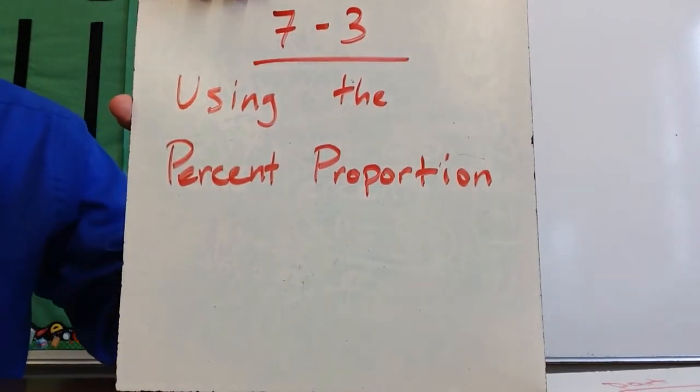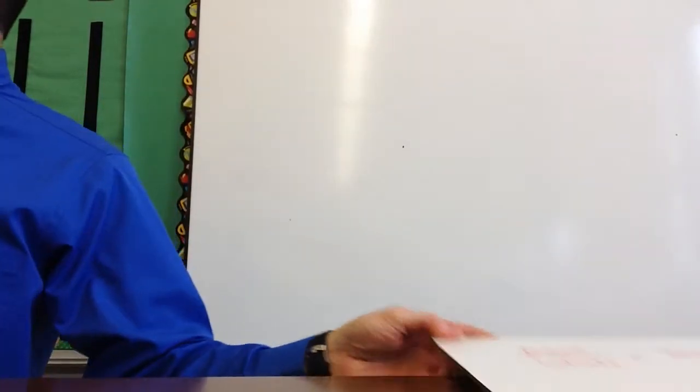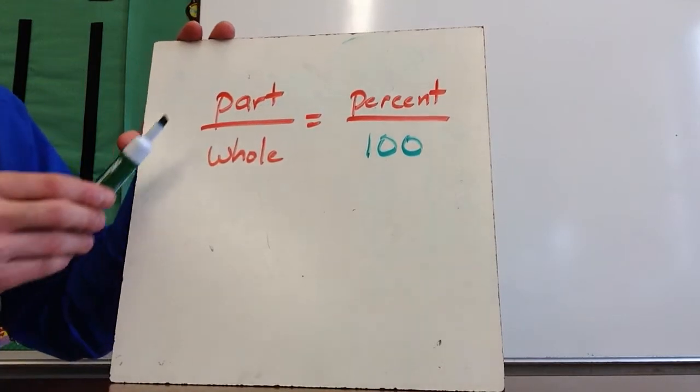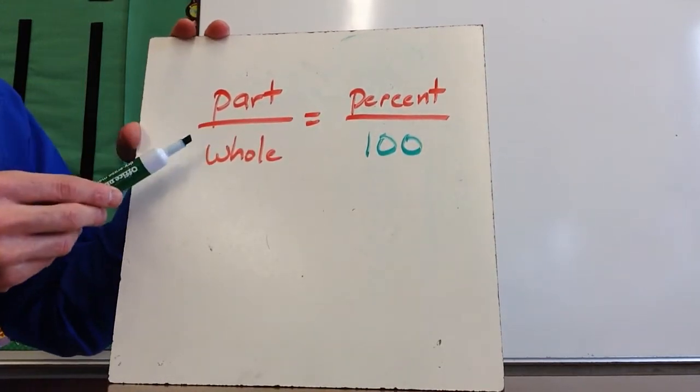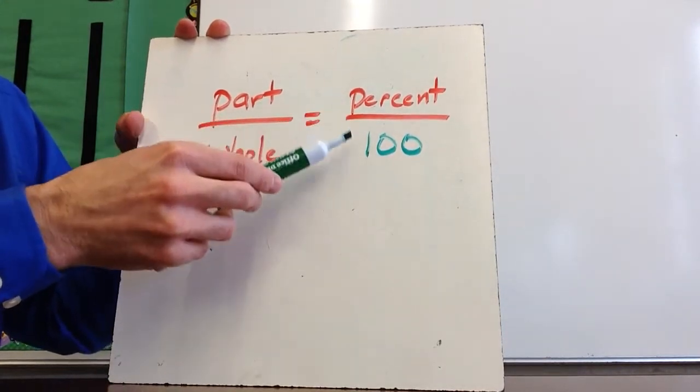This video will discuss chapter 7.3, using the percent proportion. So I want to show you quickly what the percent proportion is. Then we're going to talk about how we're going to use this, but it's basically the part of a number over the whole of a number equals the percent over 100.